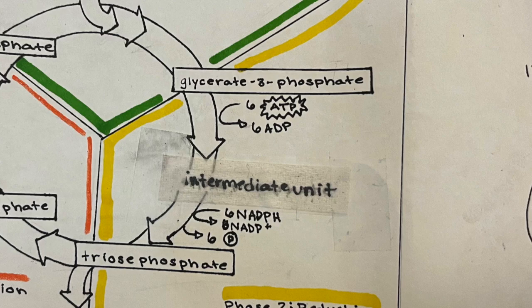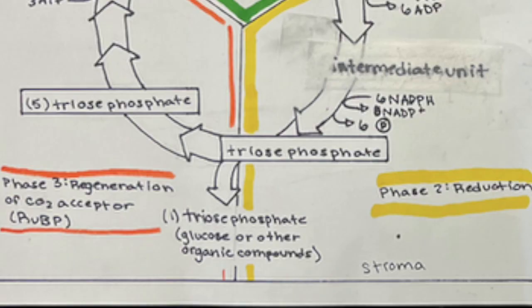NADPH and ATP, produced earlier, then reduce the glycerate 3-phosphate to triose phosphate. This is because in order to maintain that 2-to-1 ratio of hydrogen to oxygen that's disrupted by the addition of CO2, hydrogen from NADPH has to be added to it with the assistance of energy from ATP. Now, the triose phosphate produced from the reduced glycerate 3-phosphate undergoes a series of reactions to produce glucose molecules in the form of starch or other organic compounds.